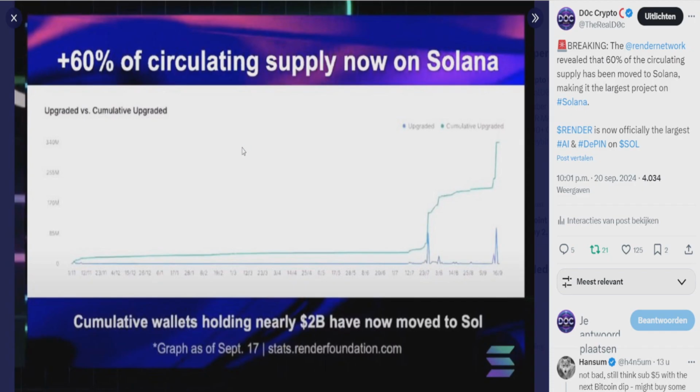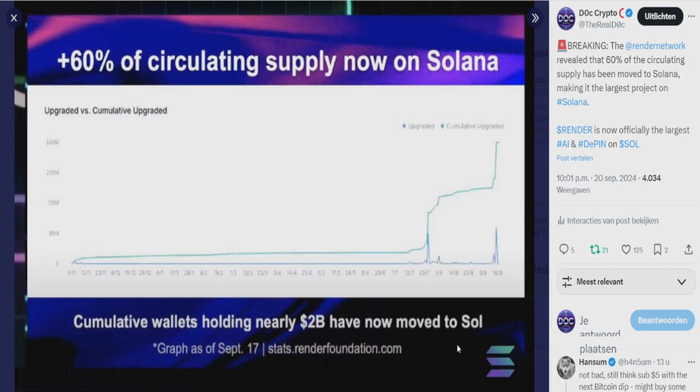But one thing which was sticking out is that 60% of the circulating supply is now on Solana. So basically 60% of Render tokens is now on Solana, and it's getting more and more as well. So basically nearly $2 billion has moved to Sol, and this makes Render now officially the largest token on Solana, but also the largest AI and DePIN on Solana. So basically when they're talking about AI and DePIN on Solana, everyone will be mentioning Render, so that's very, very bullish.